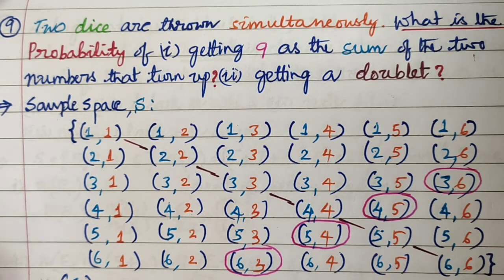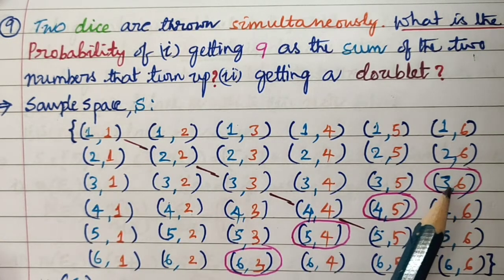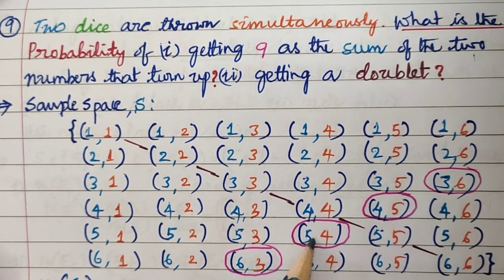The total number of all possible outcomes is going to be 36. In that, we want the numbers on both dice to add up to 9. We have 4 chances: 3 plus 6 is 9, 4 plus 5 is 9, 5 plus 4 is 9, and 6 plus 3 is 9.